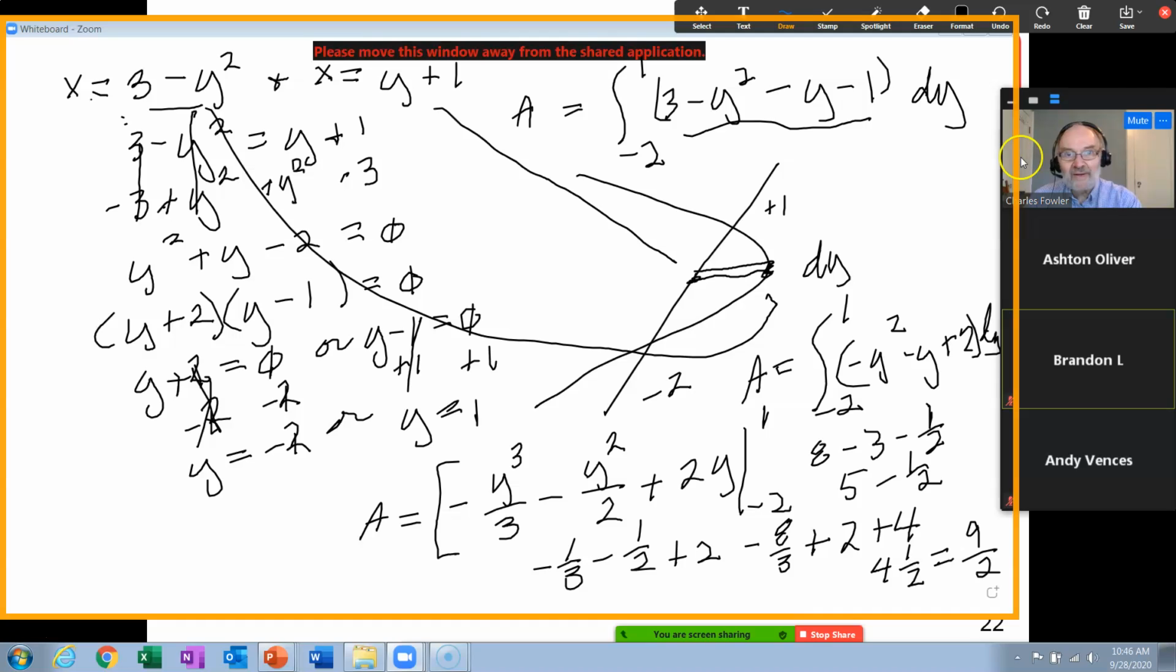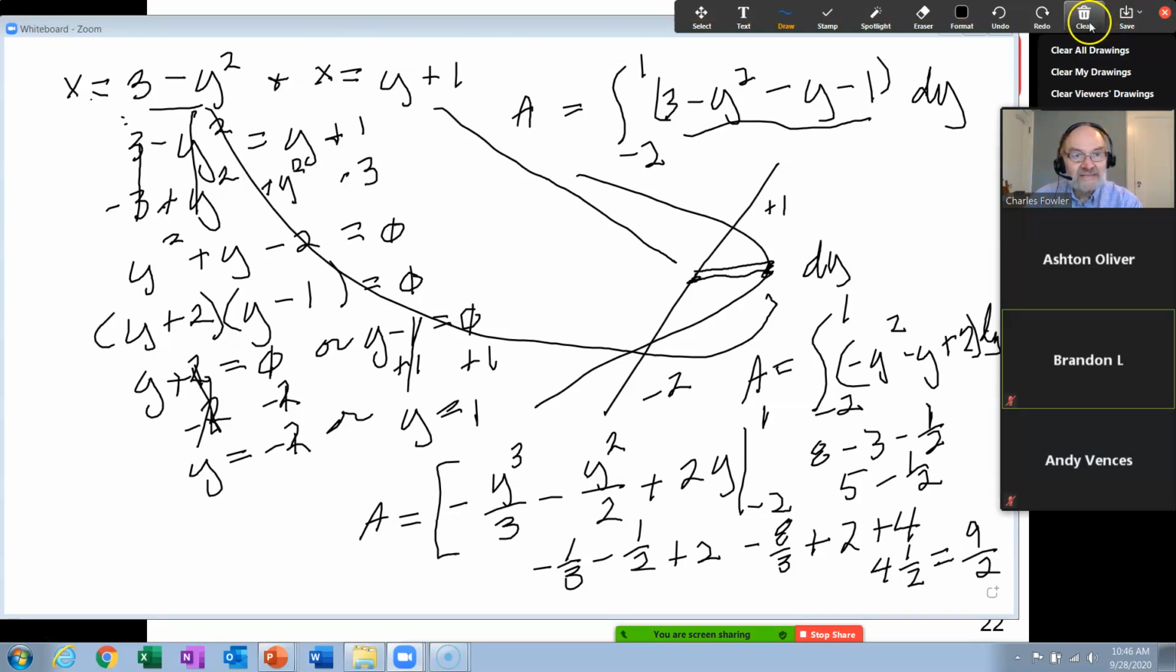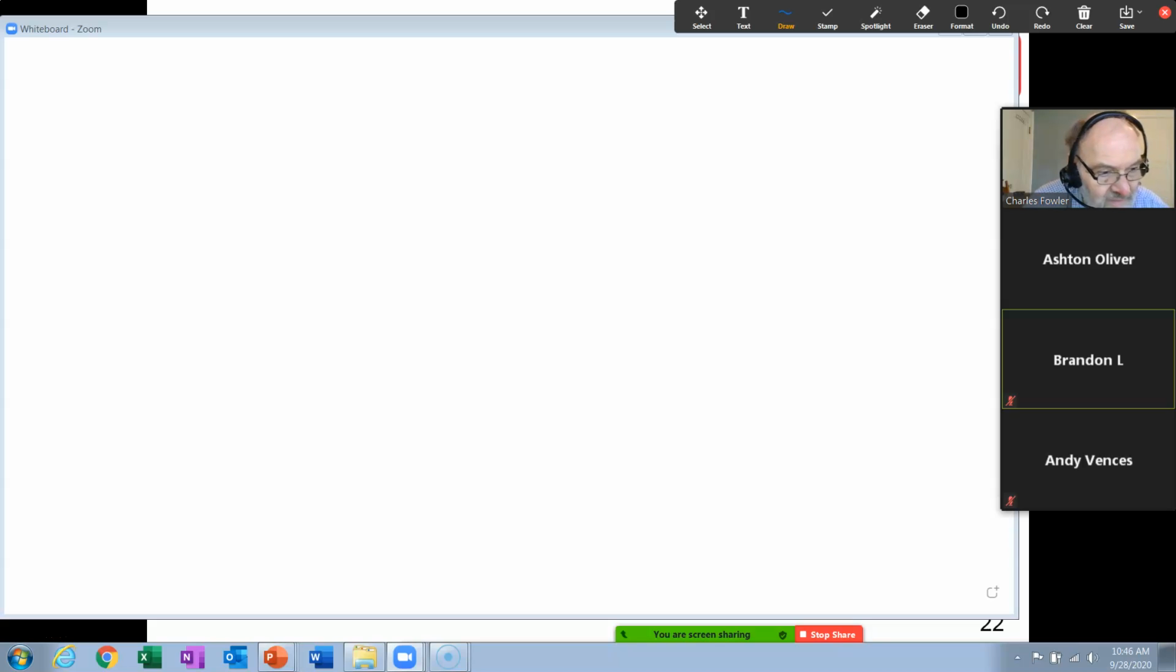Will the whiteboard work? Okay. So let's clear this. Anyone need that any longer? Okay, so here we have y is equal to 4 minus x squared, right? And the x-axis. Rather than writing the x-axis, I'm going to write y is equal to 0. That is the x-axis. What's the point of intersection between those?